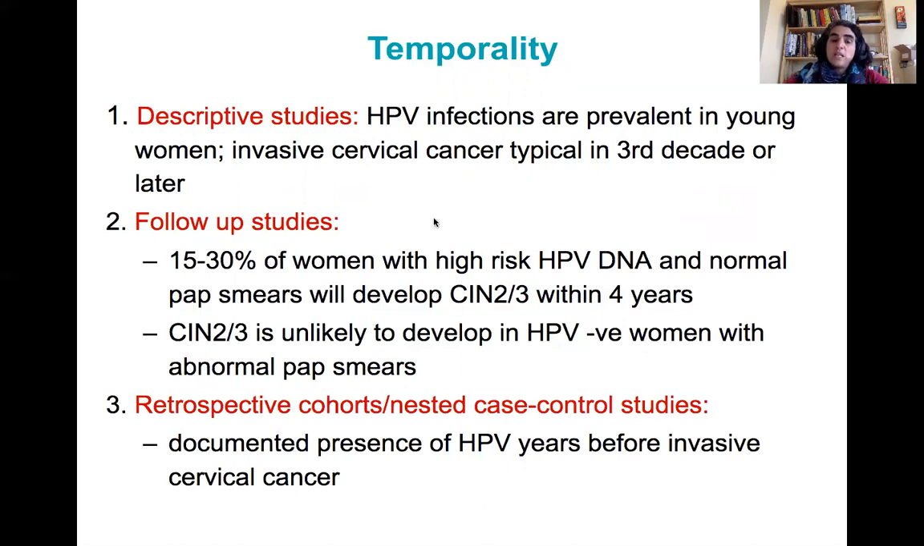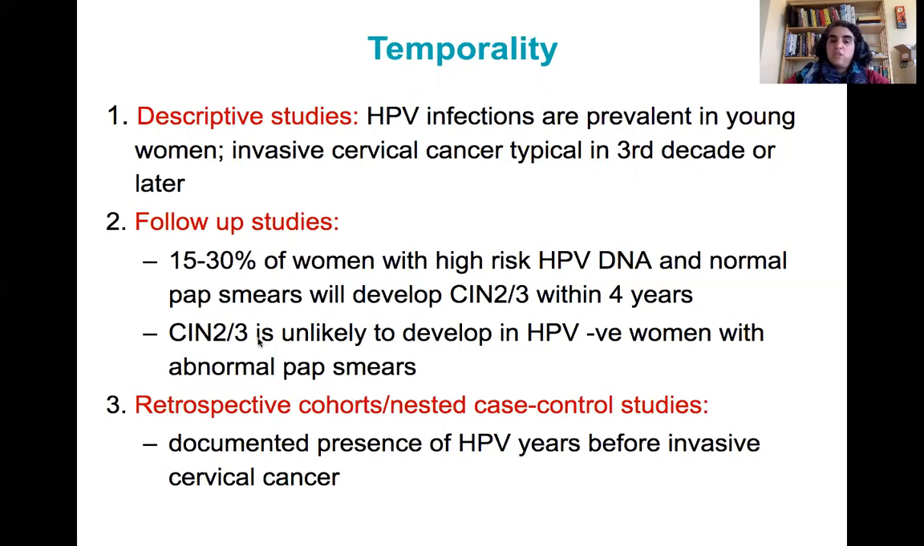Also, follow-up studies show that 15 to 30% of the women who have high-risk HPV DNA, that is, they have been infected by the strains of HPV that we believe leave you at higher risk for cervical cancer, and have normal pap smears, meaning they are not showing any signs of cervical cancer now, will develop, this is medical speak, early indications of developing cervical cancer within a 4-year period. So that gives us some temporality.